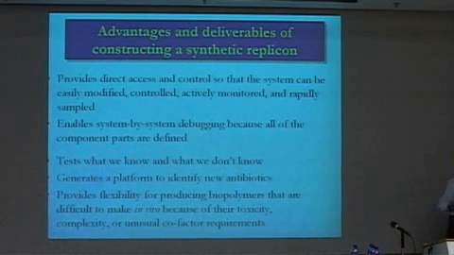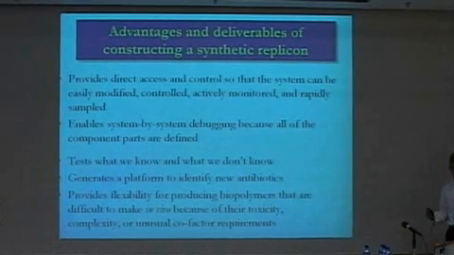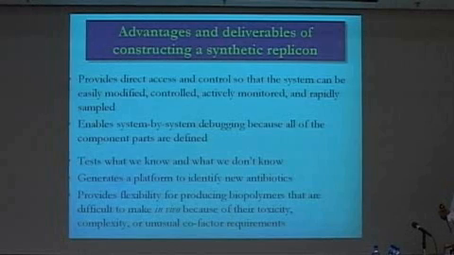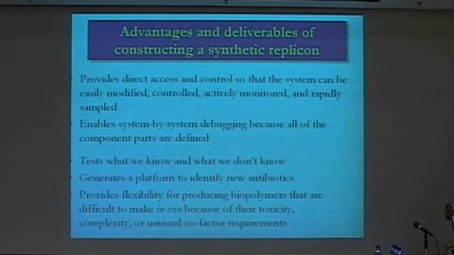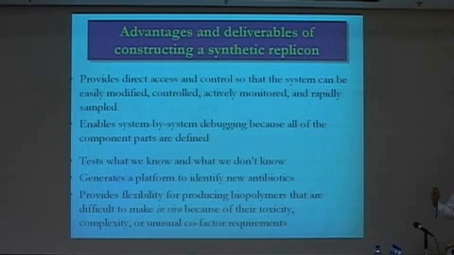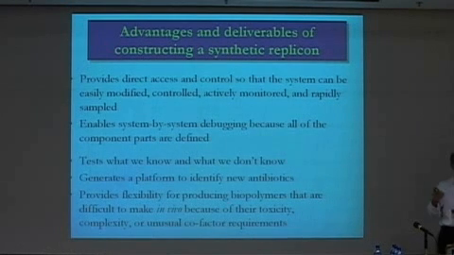So what are the advantages of using and deliverables, for example, of constructing such a system? I think it's really important to kind of keep all of this in context as why are we doing this. From a cell-free point of view, I think one of the biggest advantages of a cell-free system is that it allows you as an experimentalist to have direct access and control to the system that you're working with. So that can be easily modified, controlled, actively monitored, rapidly sampled. It doesn't have a membrane.